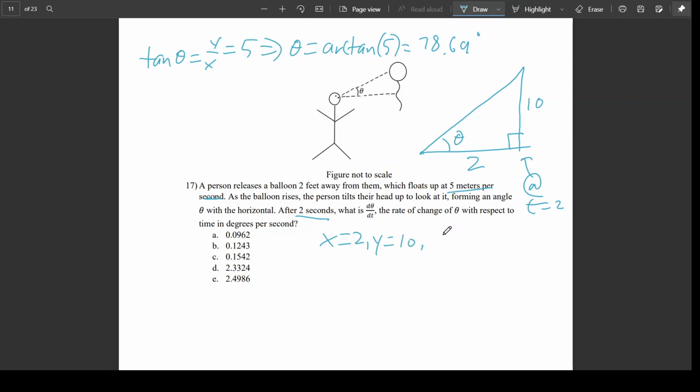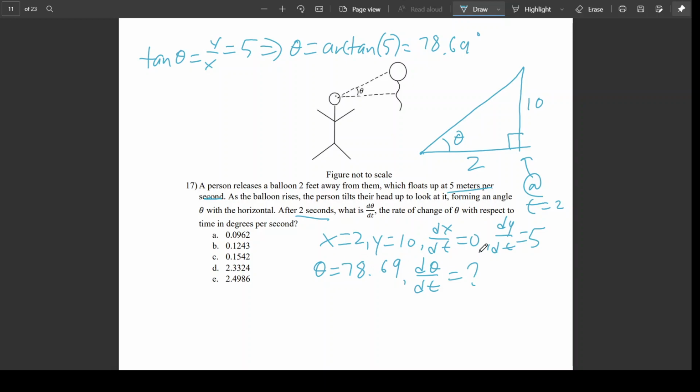Okay, we know that the rate of change of x with respect to t, dx dt, is 0, because this horizontal distance between the person and the balloon is always constant. No matter how high the balloon goes, this distance is always going to be 2. I know that dy dt, which is the rate of change of the height, how quickly it's going up, is 5 meters per second. So dy dt is 5. I know that theta equals 78.69. And then what am I looking for? Well, I'm looking for d theta dt.